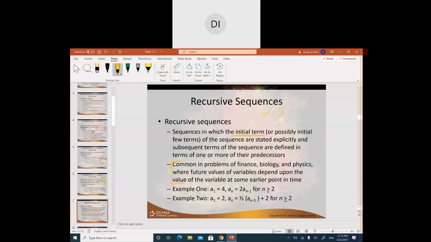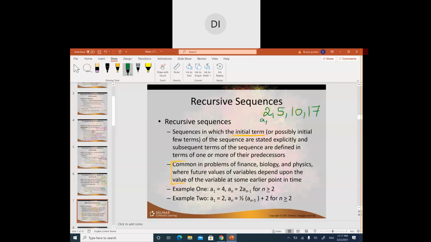2, 5, 10, and 17. If I want to find a recursive formula, this is going to be A1. So 2 is A1. And I have to find a formula which connects the next one. So 5, what is 5 connected to the previous one? It's going to be 2 plus 3, right? But you need to find what you're adding, technically, or what you're multiplying by.